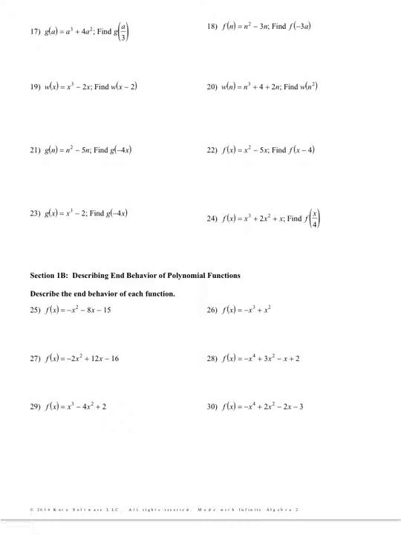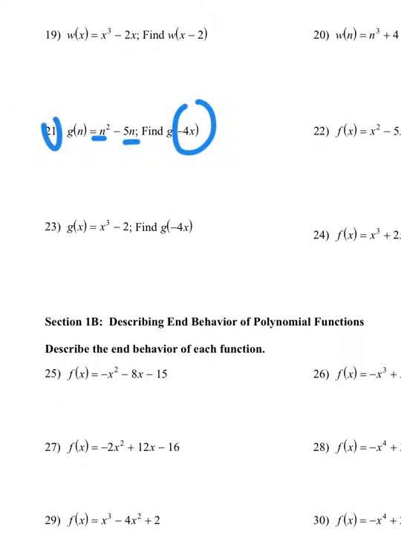Okay, and then in this last part in section A, we're going to do number 21 here. Now we're going to actually stick in a monomial, negative 4x. So g of n is n squared minus 5n, and we're going to stick negative 4x in for n. Now notice I've got n in 2 different spots here. Let's make this a little bit bigger.